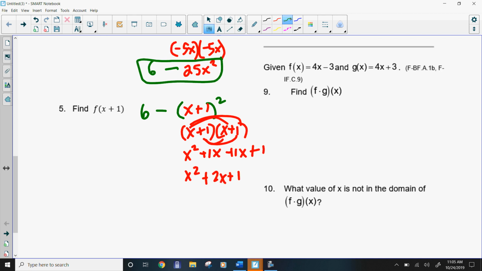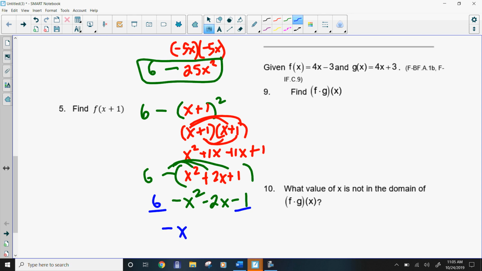And then we have to remember, this was in parentheses with a minus and a 6 in front of it. So that minus is going to have to distribute, and it's going to change every sign in the problem. It's going to go like this, and then we're going to have that 6 in the front, and the 6 and the 1 have to go together. So I'm going to have -x squared minus 2x plus 5.